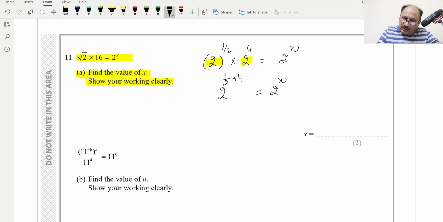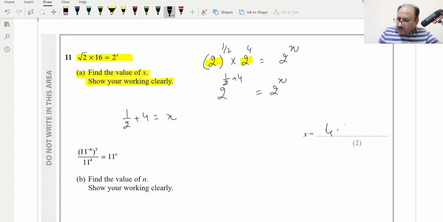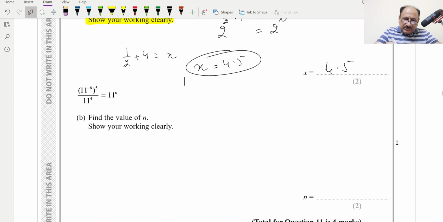Now again bases are the same, so we can equate their powers, so we can write 1 by 2 plus 4 is equal to x. So 1 by 2, 0.5 plus 4 will be equal to 4.5, so x will be equal to 4.5. So we can write x is equal to 4.5. Hopefully you understood this. Then this second b part, again an equation is given, find the value of n.